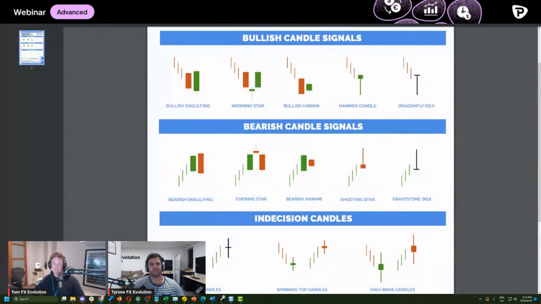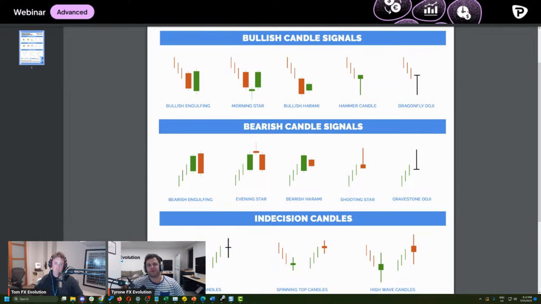So, Tyron, these are just some of the most common ones that people know, and we'll go into some more advanced ones later on. But what is your favorite when it comes to these bullish, bearish, and indecision candles? Is there any one in particular you'd say, you know what, I've traded that the most and that tends to work out well for me? Is there anything here that comes to mind?